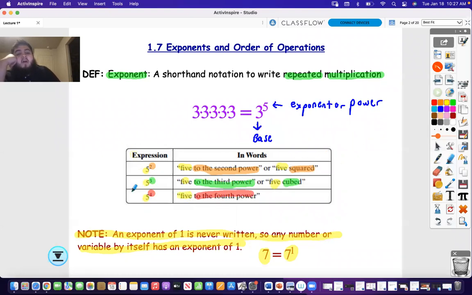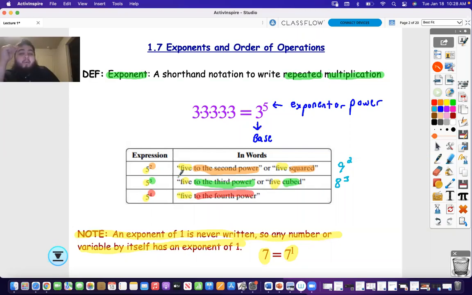I want you to be comfortable with reading expressions. For example, if I wrote this 9, how would you read that? Can you tell me how you would read that? 9 squared? Excellent. What about this one right here? 8 to the third power. Does anyone have an alternative for this one? 8 cubed. There you go, guys.